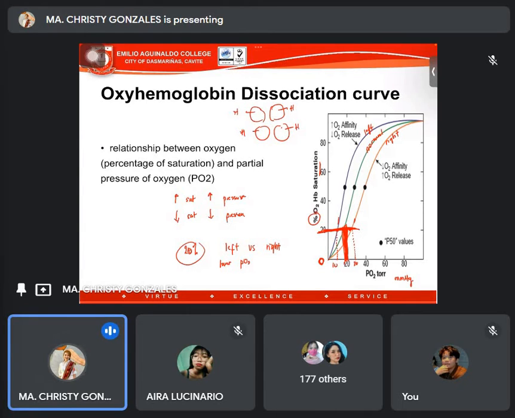Okay. Ang affinity, pag-usapan natin ang affinity, pag-usapan natin ang release, oxygen to ha. Pag tumataas ang affinity, bumababa ang release. Tatandaan nyo, sa affinity, kapag mataas ang saturation, mataas din ang affinity. So, ibig sabihin, mababa ang release. Gets yun? Kasi ganito, try to imagine this.